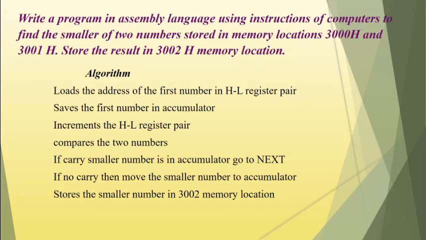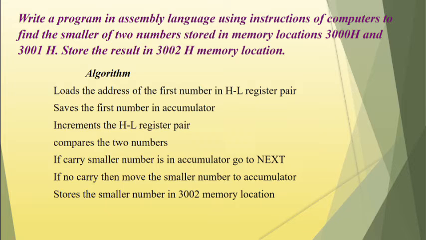Next program is to find the smaller of two numbers which are stored in memory locations 3000H and 3001H. And we have to store the smallest number into the 3002H memory location. In this case, we have to compare the two numbers, and the one which is smaller we have to store into the specified memory. So first thing that we have to do is load the address of the first number in the HL register pair, because the HL register pair is the pointer to the memory.